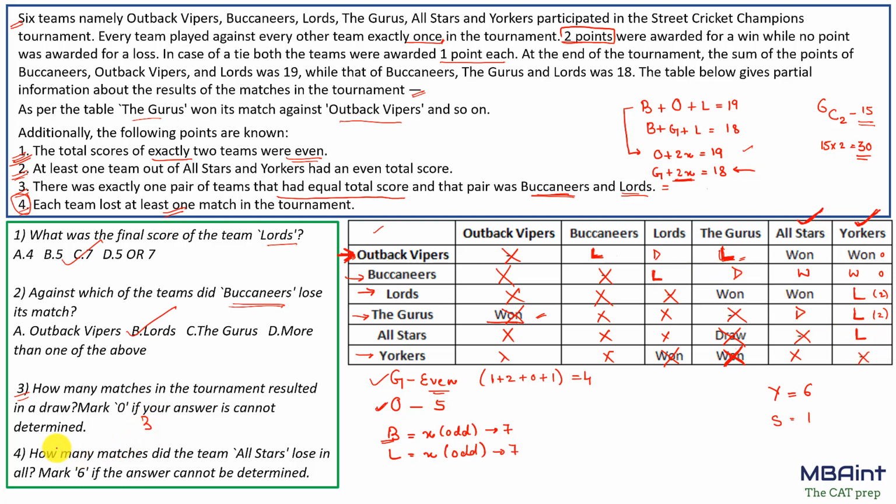So answer is 3. Now question number 4, how many matches did team All Star lose? So 1 match team All Star will lose. Now it is a win for Lords, but All Star will lose. So we'll have to count this also. We'll have to count this also. So altogether there are 4 losses for All Star.